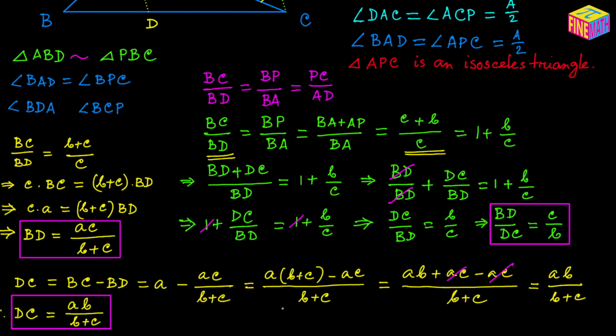And from here we can see that the lengths of BD and DC can be calculated easily if we are given the values of the three side lengths of this triangle. If we know the values of a, b and c, then we should be able to easily calculate the value of BD and DC, as long as AD is the bisector of the angle A. So we have proved the theorem, and also we have calculated two important results here.